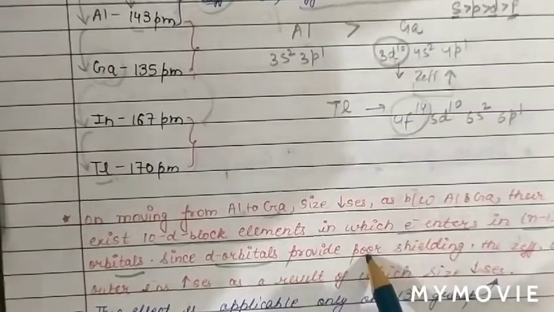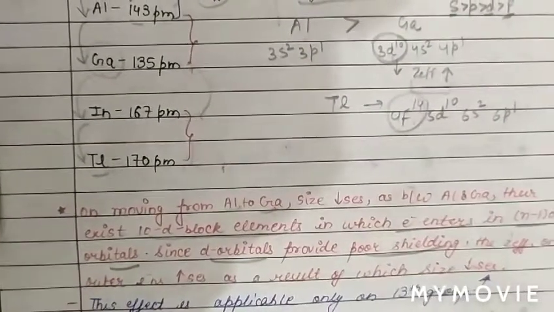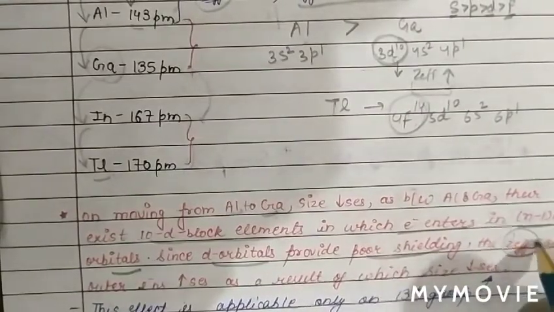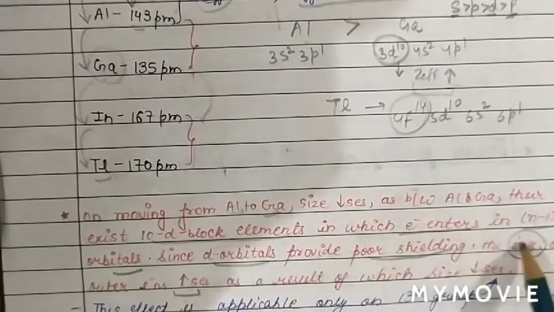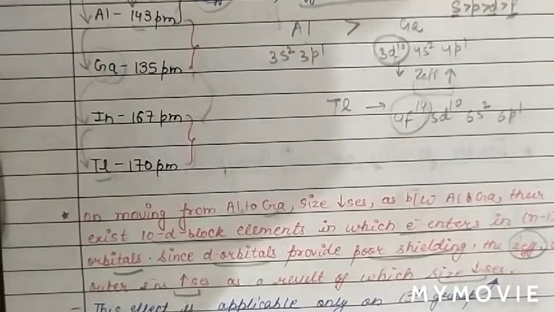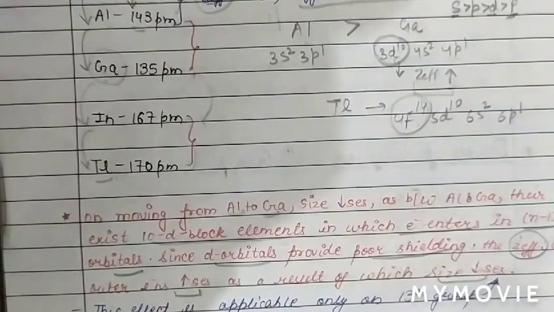Since the d orbital provides poor shielding effect, due to poor shielding effect the effective nuclear charge will increase. So effective nuclear charge increases, and we know when effective nuclear charge increases, size decreases. Therefore, the size of gallium is smaller than the size of aluminium.